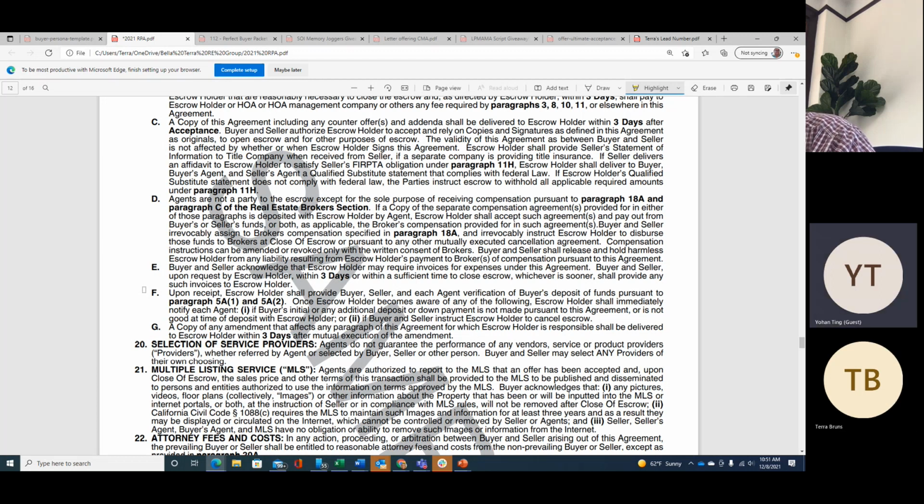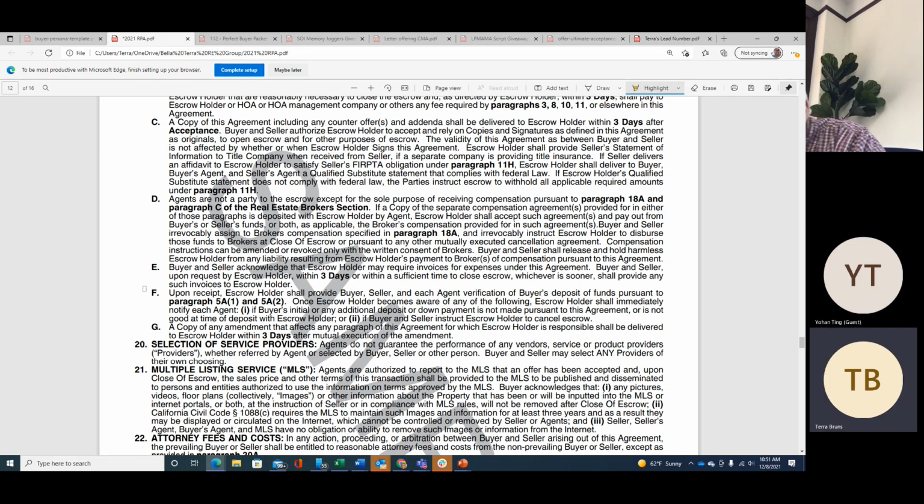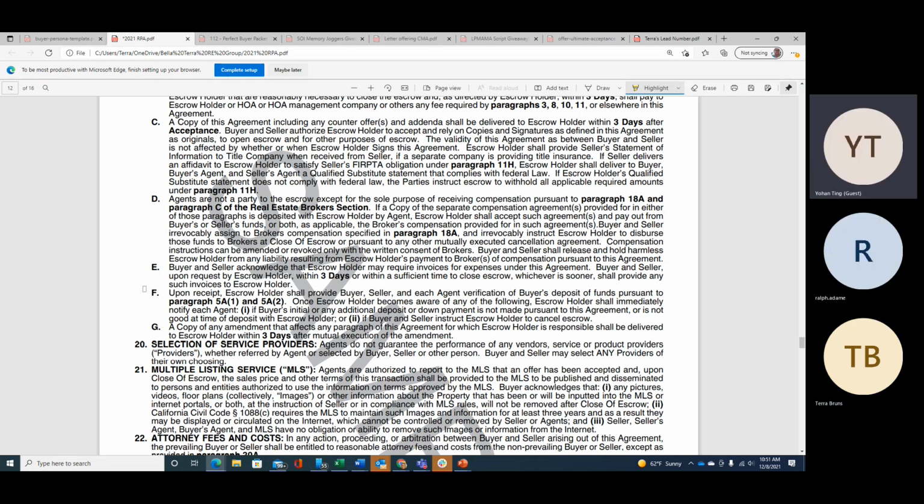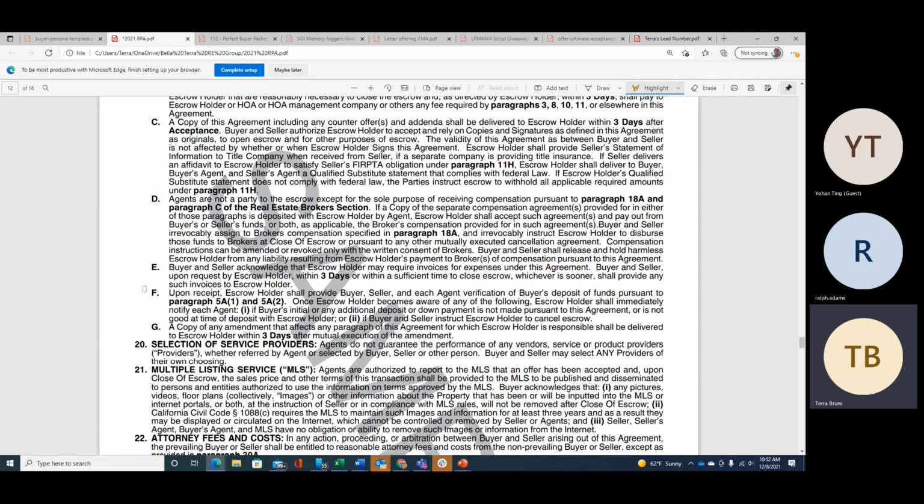Yes. All right. Any questions about that? Again, agents are not a party to this contract. We're only the ones getting paid to facilitate the transaction.